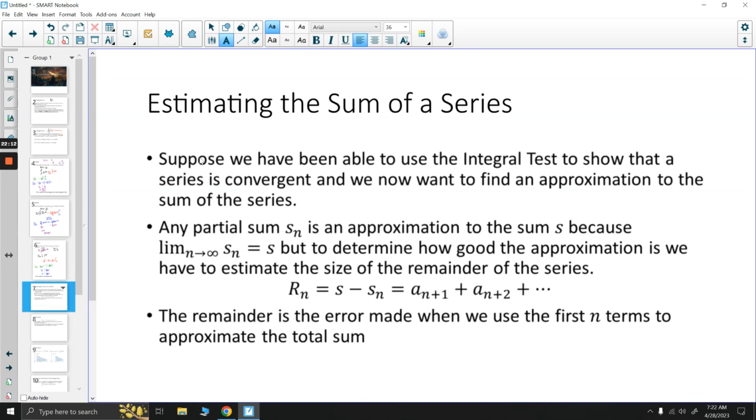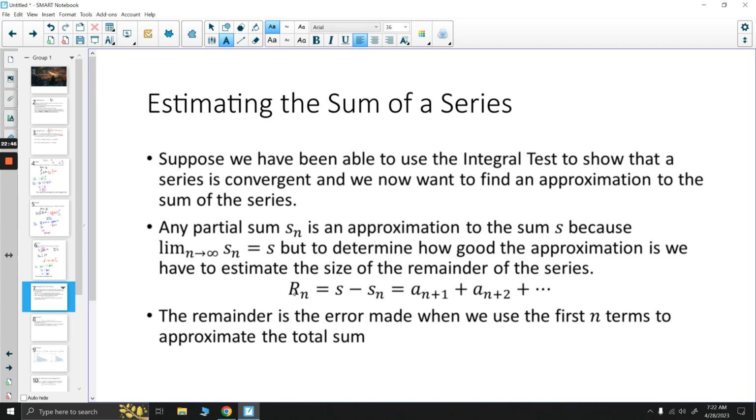So suppose we're able to use the integral test to show that some series is convergent, and now we want to find an approximation to the sum of that series. So any partial sum, s sub n, is an approximation to the sum s. We call the infinite sum just s, because the limit as n approaches infinity of the partial sum will just be the infinite sum. But to determine how good the approximation is, we have to estimate the size of the remainder.